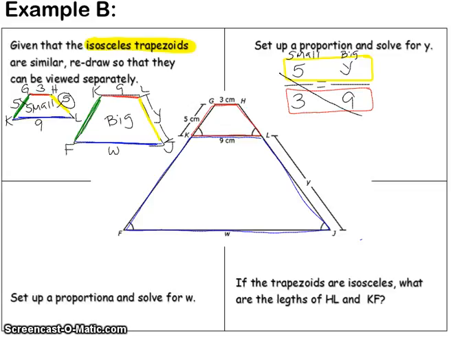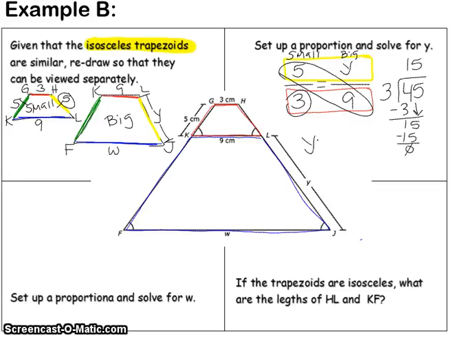So I have to cross multiply here. 9 times 5 gives me 45. And then I have to divide by 3. 3 goes into 4 one time. 3 goes into 15 5 times. So I know that Y is equal to 15 centimeters. Do not forget your unit.